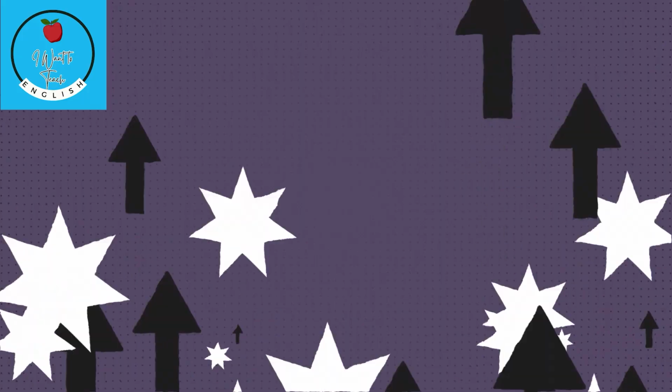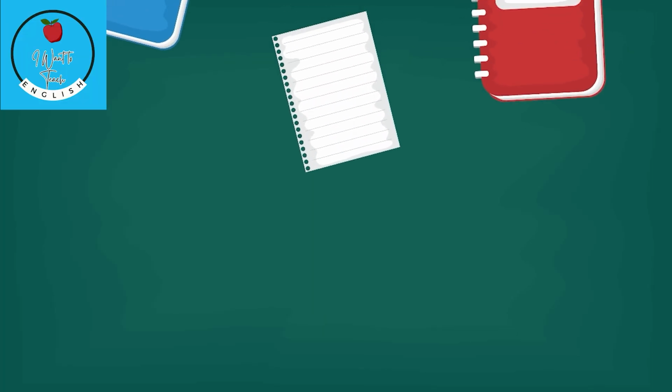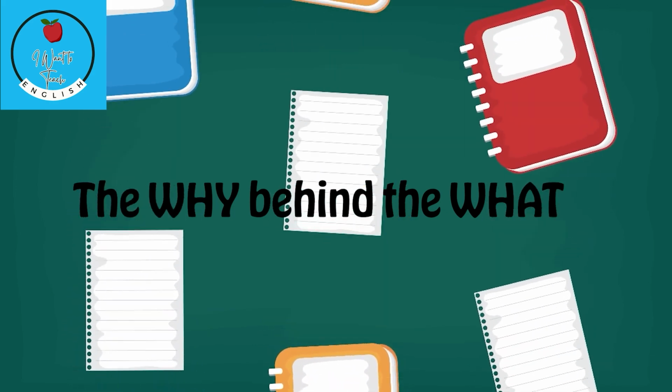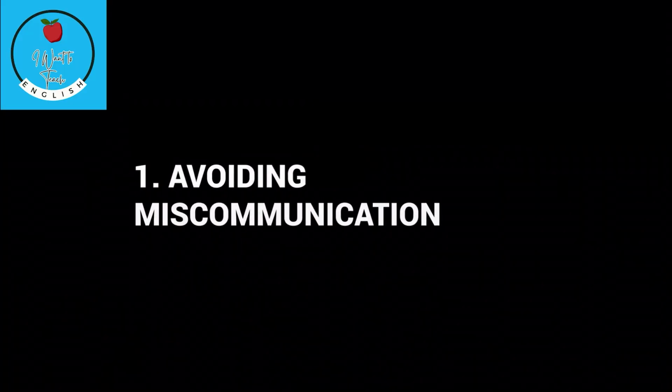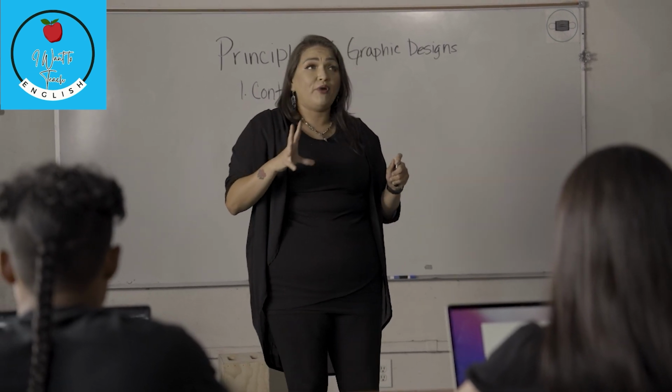Let's jump right in. Why cultural nuances matter. Learning a language is so much more than vocabulary and grammar. It's about understanding the culture behind the language, the why behind the what. Here's why this is so crucial. Number one, avoiding miscommunication. Cultural norms dictate how we greet, apologize, or even decline an invitation. For example, in many English-speaking countries, saying no directly is often softened with phrases like, "I'm not sure that will work," or "let me think about it." Without these nuances, interactions can feel abrupt or even rude.